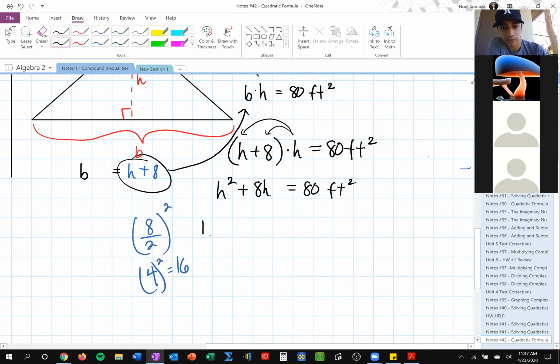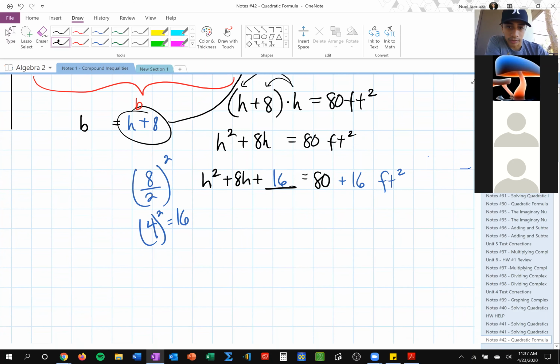So now I have h squared plus 8h plus, here's my space, there I'm going to add 16. And then that's equal to 80, and I'm going to just go ahead and add the 16 here. And again, this is all in feet squared.